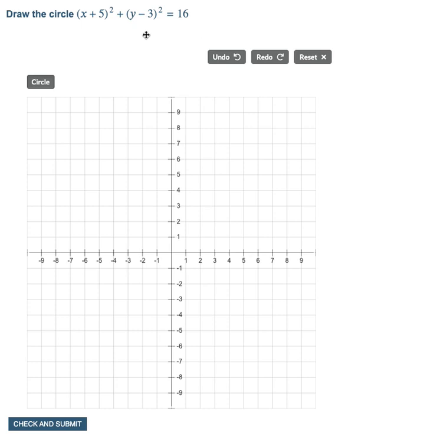So here is our equation, (x + 5)² + (y − 3)² = 16. Let's identify the center. Well, remember our equation is (x − h)² + (y − k)². So the signs of our center are backwards, they're opposite of what we see here. So negative 5, positive 3 is my center. Let's go identify that. So there's negative 5, positive 3. And I'm going to click right there. That's the center of our circle.